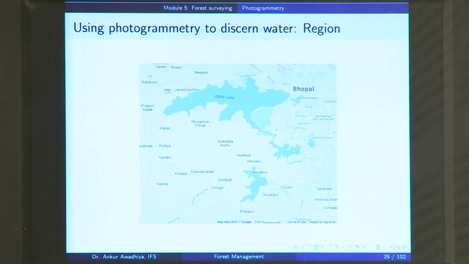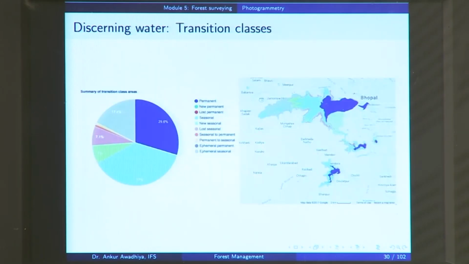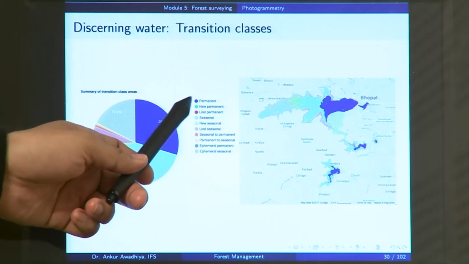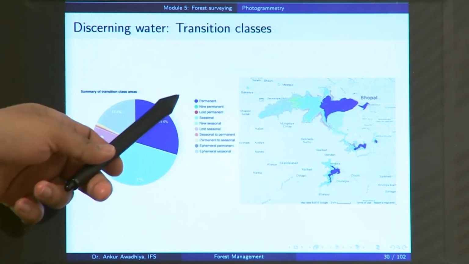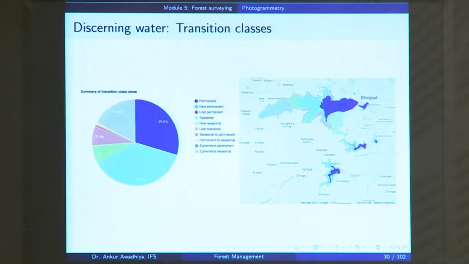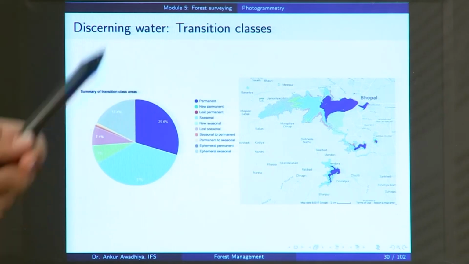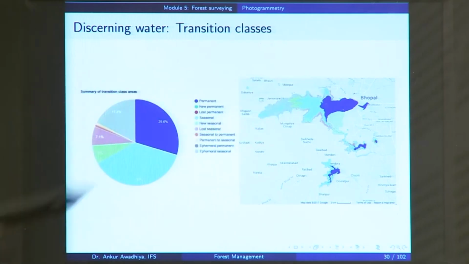So, to discern the boundary, we started by looking at the transition classes. We are looking at 30 years of data and trying to figure out what areas have had a permanent amount of water in all these 30 years, how much of the area has become a new permanent water reservoir, or what are the areas in which earlier we had a permanent location of water, but now it is becoming seasonal. What are the areas that have shifted from seasonal to permanent and so on.